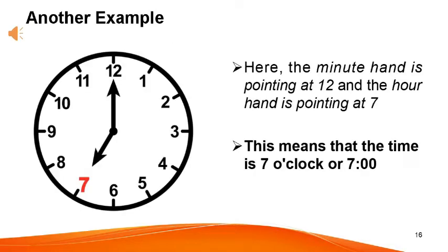Another example of full time or o'clock. In this clock, the minute hand is at 12. The hour hand is at 7. So, the time in this clock is 7 o'clock or 7:00.